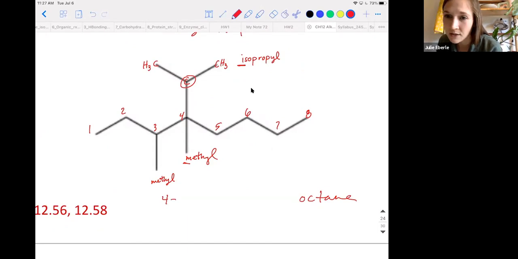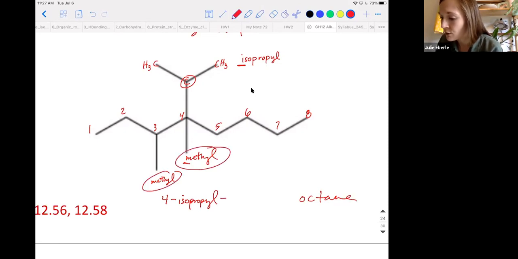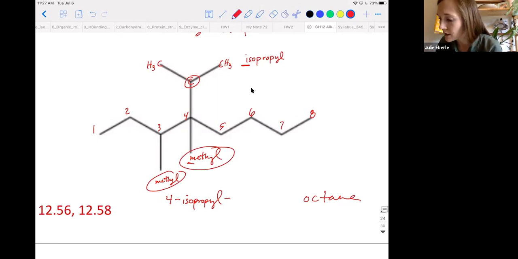So it's going to be 4, and we're going to do a hyphen to separate the numbers and the prefixes. So 4-isopropyl. Then we're going to do another hyphen because now we have to account for the 2 methyl groups. If we have 2 identical groups, it's dimethyl. And we have to use numbers to indicate what carbons they're branched off of. So it should be 3,4-dimethyloctane.